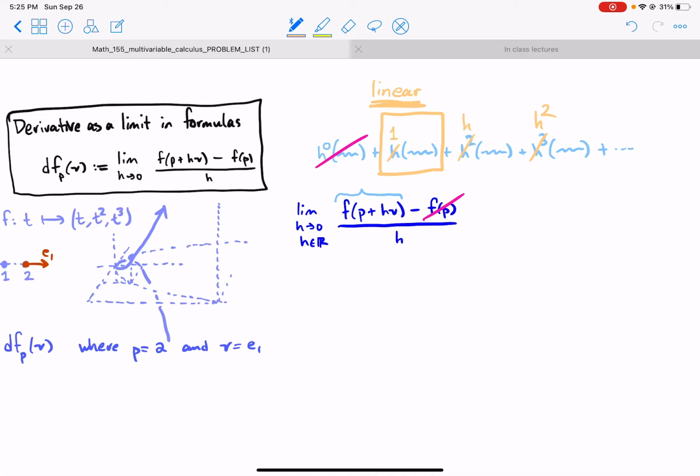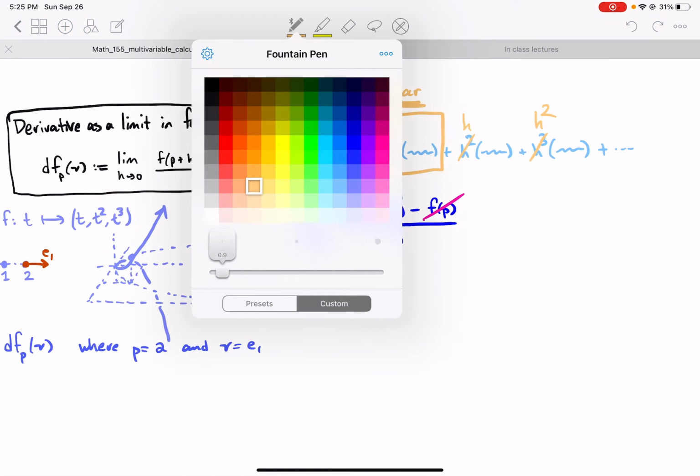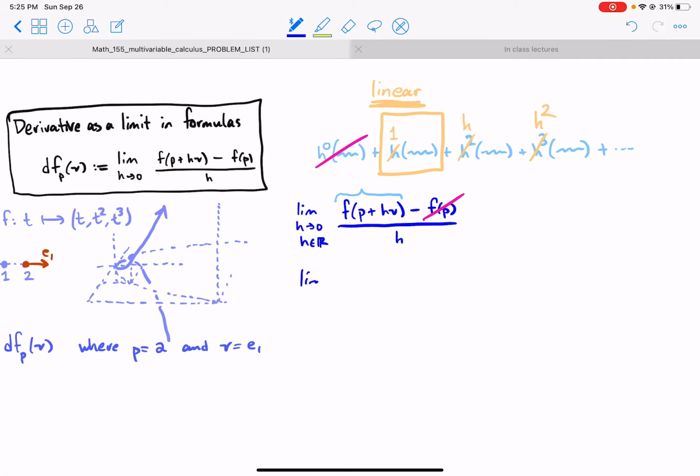Okay, so let's see that in this specific example with the map, this curvy curve in the plane. So let's see. The limit of, I'm not going to bother writing stuff, f of p, well, p I said was 2, plus h, well, h is a variable. I'm going to let it go to 0 later. And v was e1.